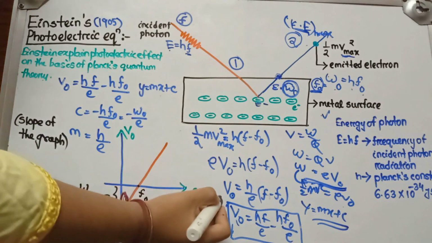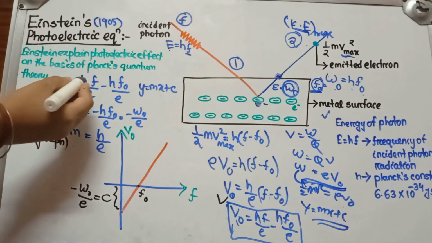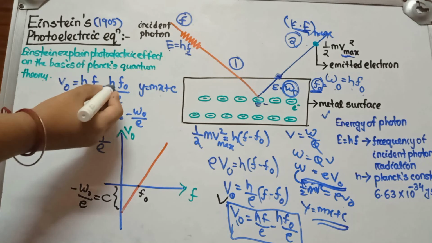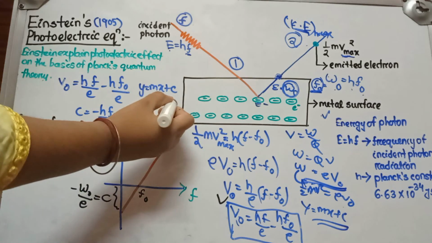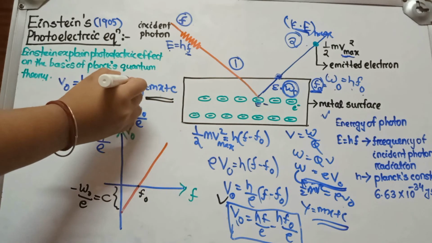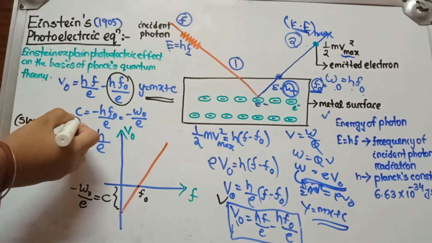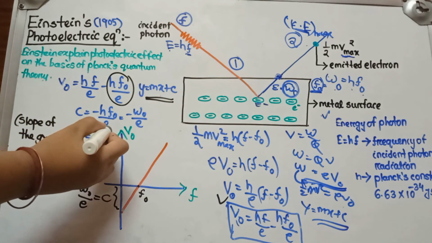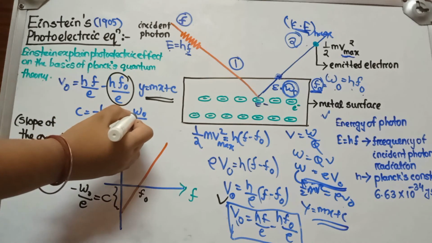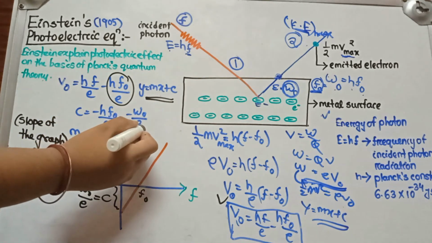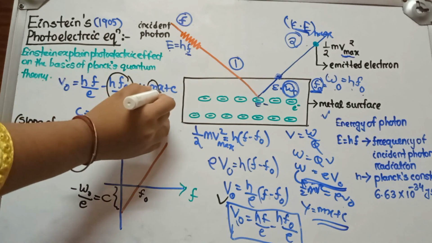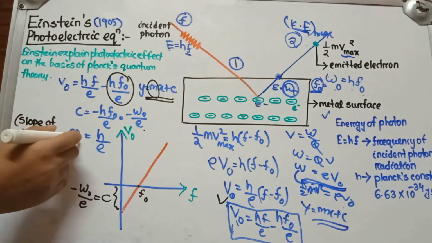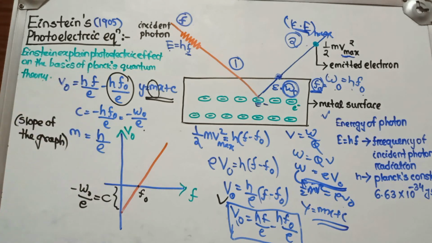Then from this equation, V0 equals hf by e minus hf0 by e, which is in the form of y equals mx plus c, where c equals minus hf0 by e, where hf0 is W0, so minus W0 by e. And the slope of the graph, m, equals h by e.